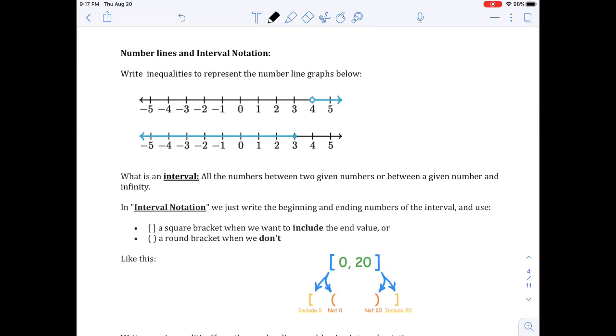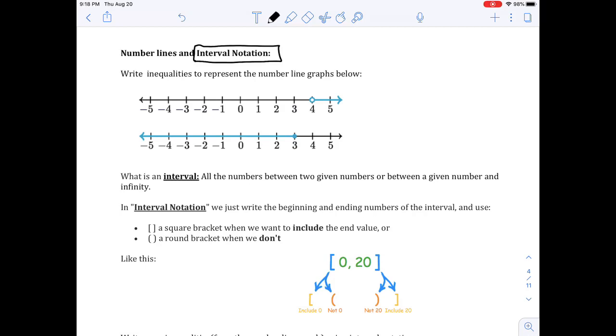Okay, the next thing that we're going to talk about is number lines and interval notation. Now, interval notation is completely new to you. Well, it should be. And so I'm going to go over some aspects of interval notation. So interval notation is a way to express a range of values on a number line or in a coordinate plane. So when you're first working with interval notation, it is helpful to write what you're seeing on a number line using inequality notation.